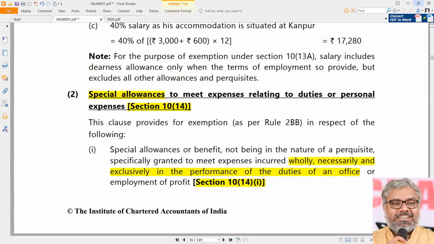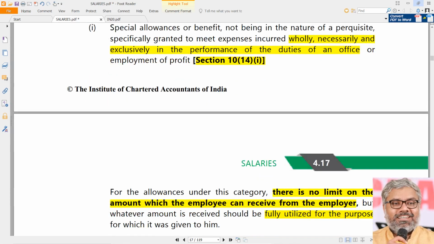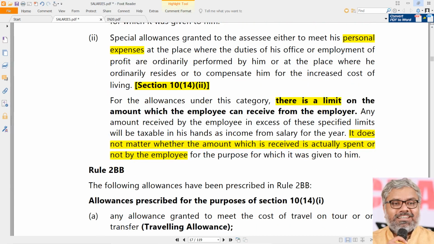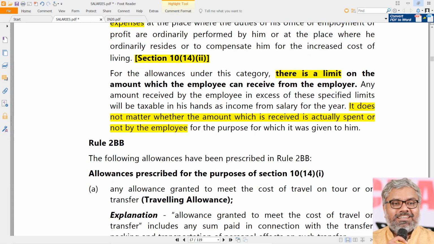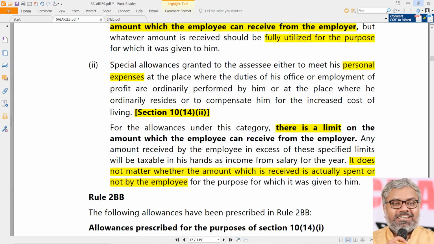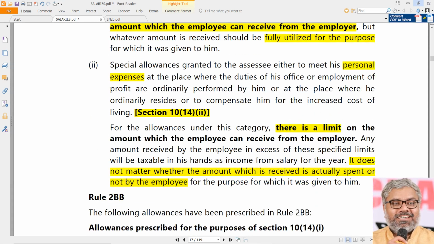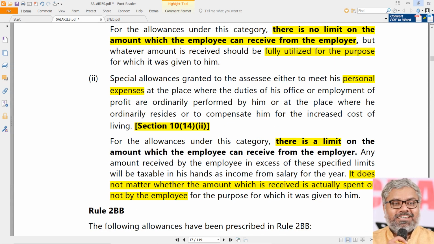So 10(14)(i) is about special allowances given to employees for official purposes. 10(14)(ii) we can say special allowances given to the employees for personal purposes. That is a broad categorization. In the first category, if the employee really spends the money that he received for official purposes, there is no taxability if that amount is fully spent. That is the first category. There are no limits prescribed under the law. Whatever the amount given by employer, if the employee spends it, enough, exemption is granted.